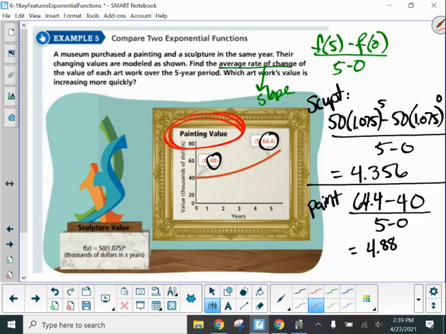So if we had to guess at its growth factor, it's going to be greater than that 7.5% because it is increasing quicker.